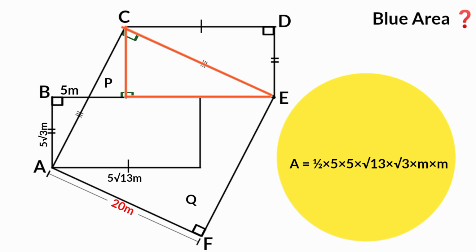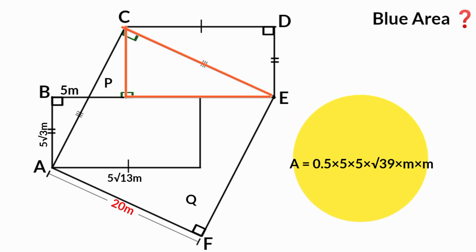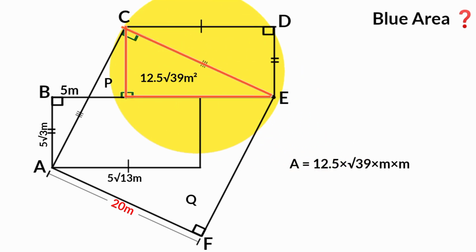Root 3 times root 13 is the same as root 13 times 3. 13 times 3 is 39. 1 over 2 is 0.5. And here 5 times 5 is 25. 25 times 0.5 is 12.5. So area of this triangle here is 12.5 root 39 meters squared.